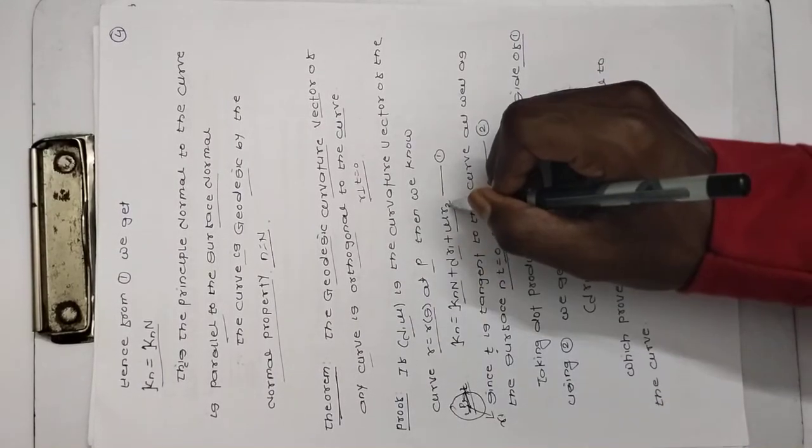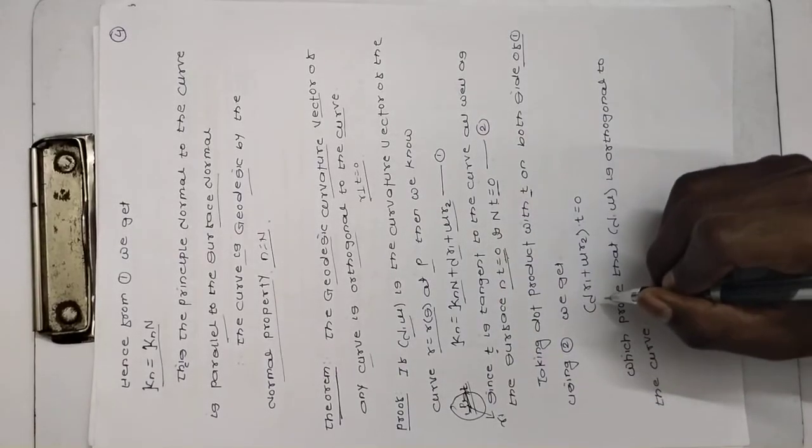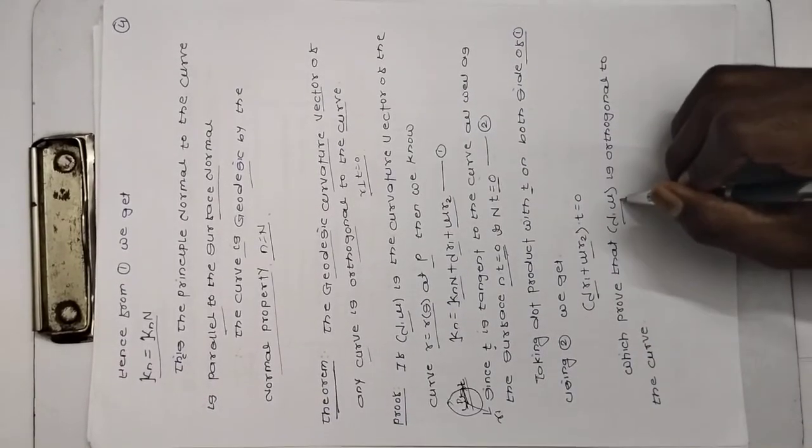So taking the dot product with t on both sides of equation 1, we get n into t, which is 0, and small n into t is equal to 0. Then the remaining part is lambda r1 plus mu r2 dotted with t is equal to 0, which proves that lambda and mu are orthogonal to each other. So lambda and mu are orthogonal to the curve, hence the proof.